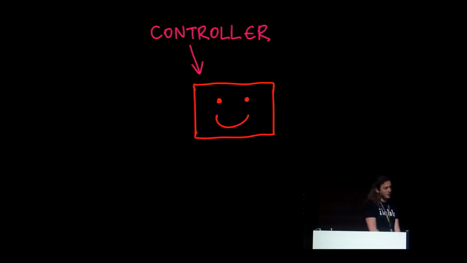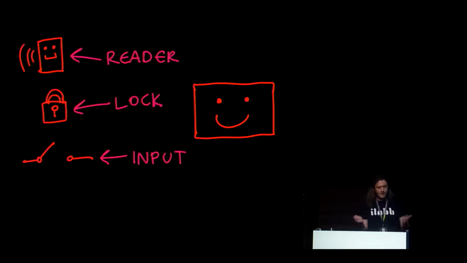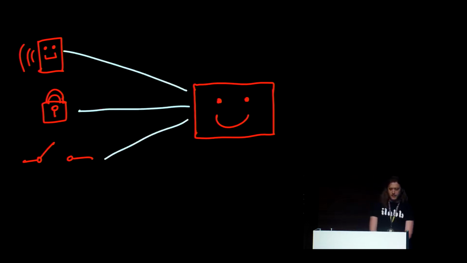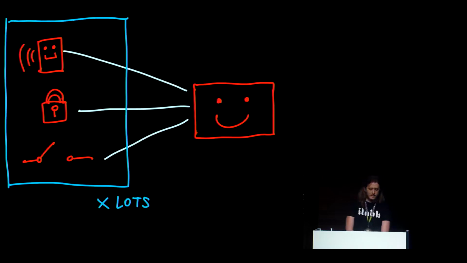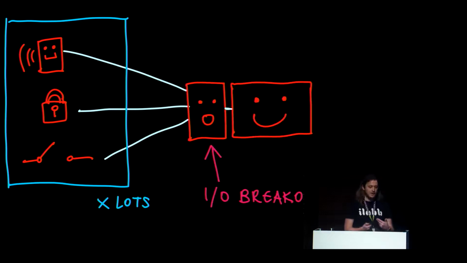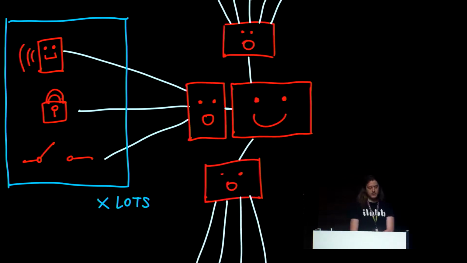So let's start with what the average access control system looks like. You start with a controller. On each door, you'll usually have a reader, an RFID reader, a lock, like one of those magnet ones, and an input, which tells whether the door is actually open or not, so it can beep annoyingly when you leave it open. These can be connected directly to the controller, or to an I/O breakout. Either way, you'll have lots of those three items connected to the controller or a breakout, and you might have more I/O breakouts as well.